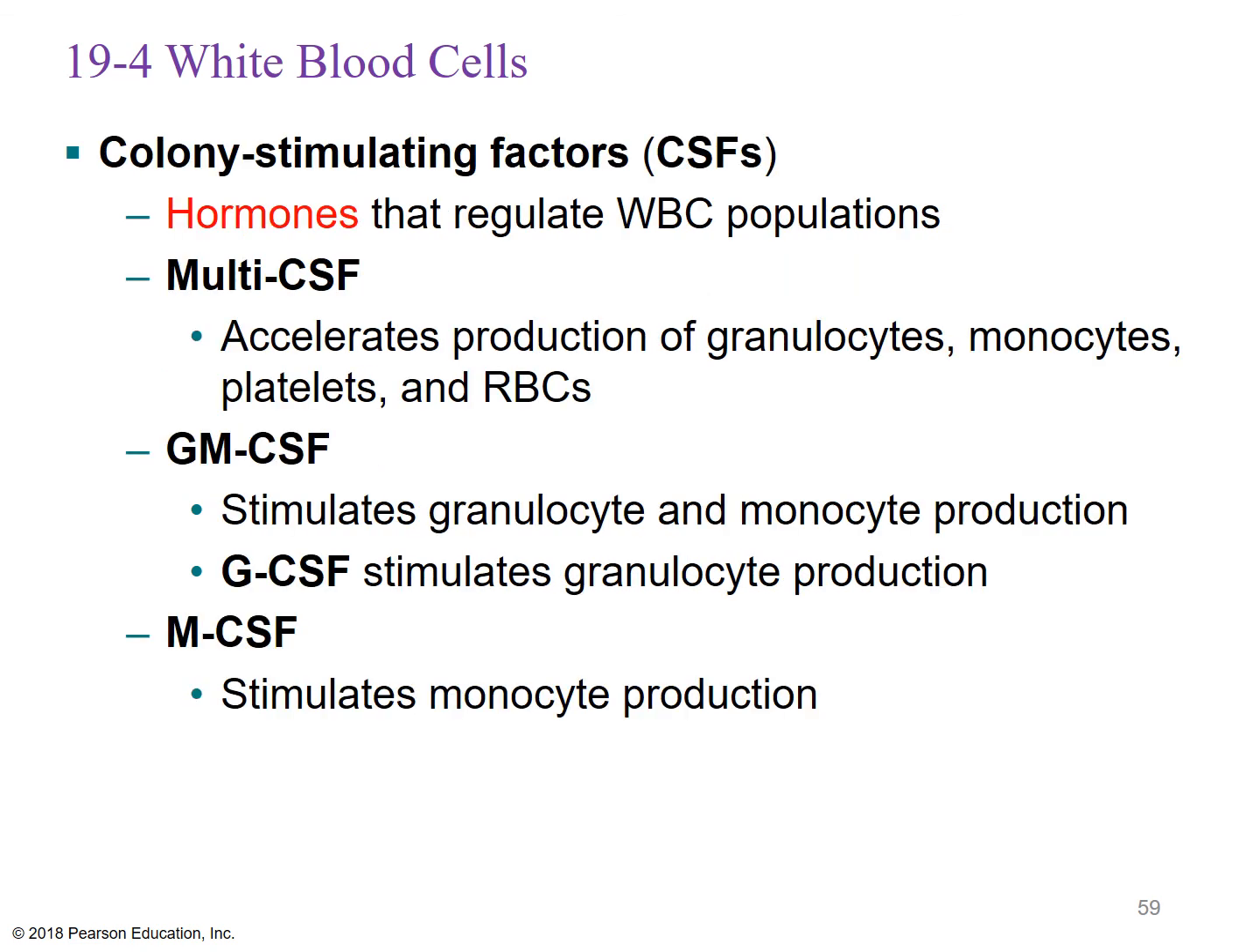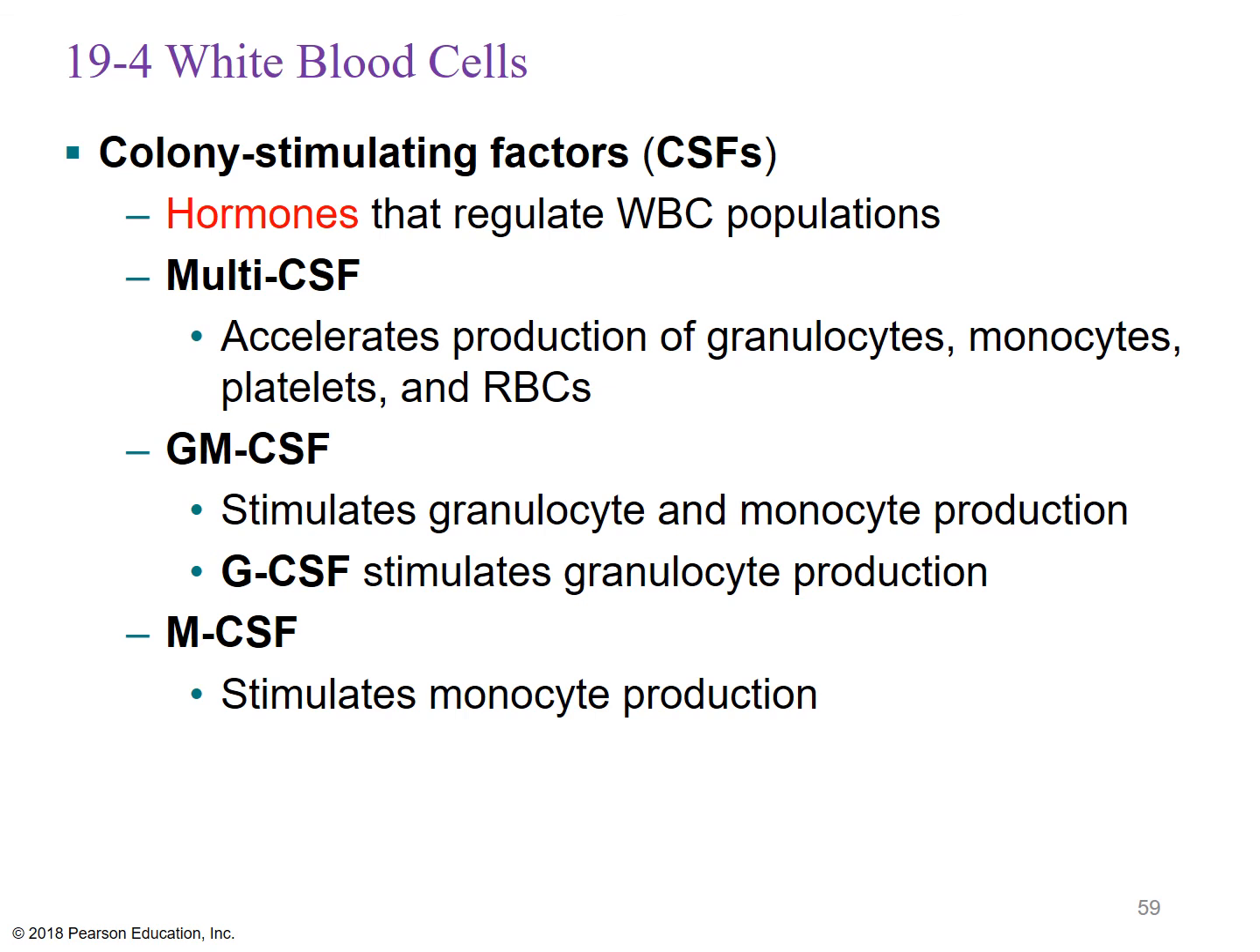Colony stimulating factors are hormones that will regulate white blood cell population. So this is not just about what's going on in the bone marrow, this is also about a hormonal control as well. Multi-CSF will accelerate the production of the granulocytes, monocytes, platelets, and the red blood cells.